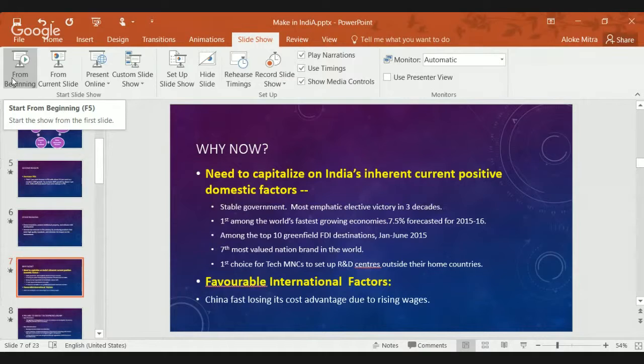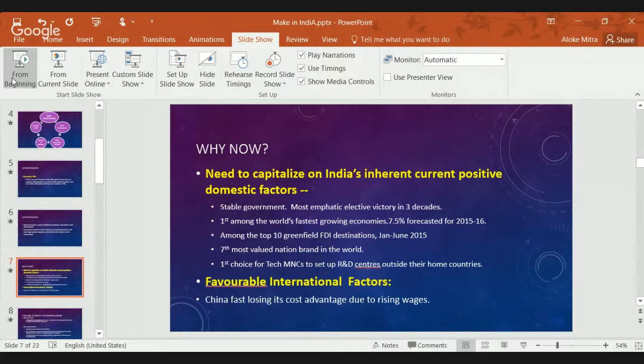All right. So the question now is why the government realized that manufacturing has to be given importance now. Well, there are two things that we need to understand. Currently, India needs to capitalize on its inherent positive domestic factors. That means India enjoys certain domestic factors which are in its favor.